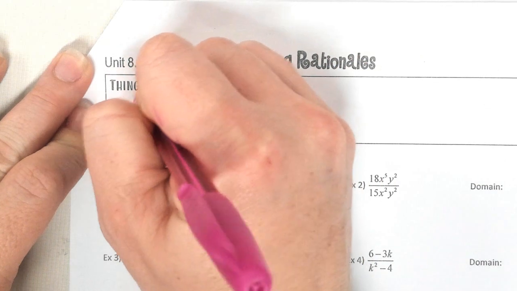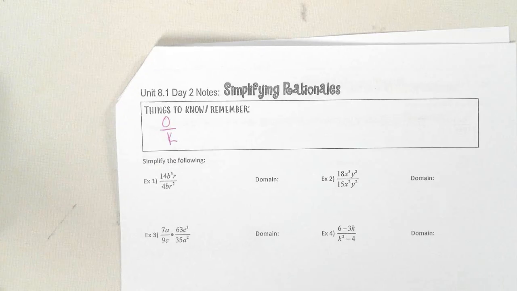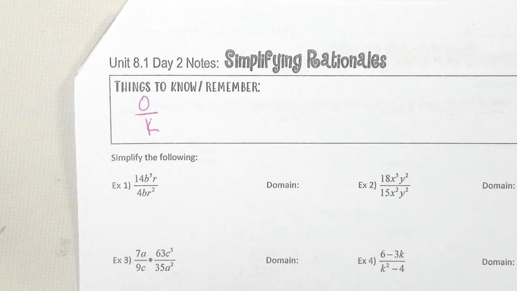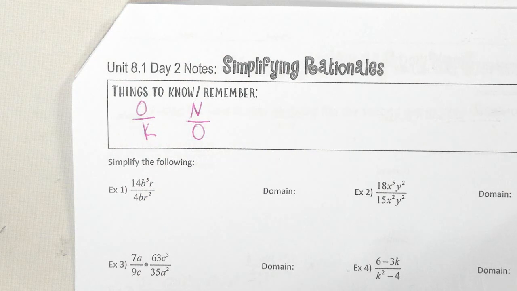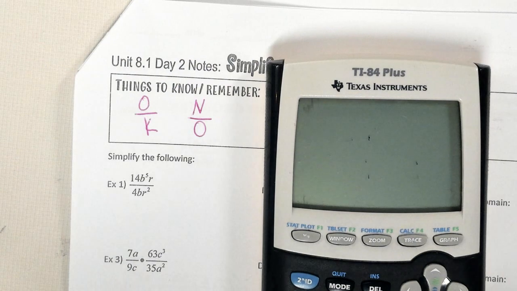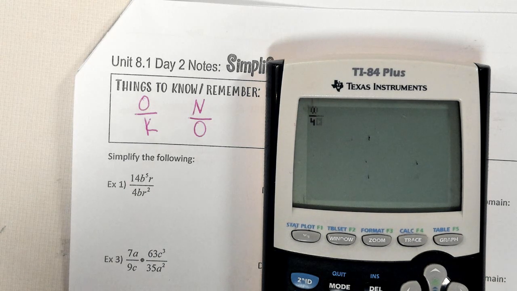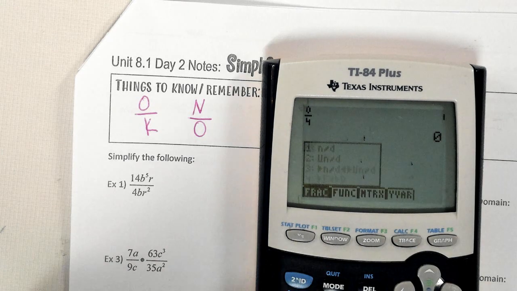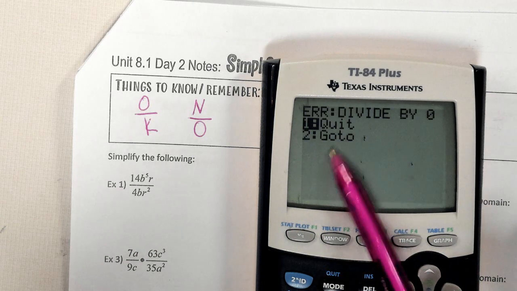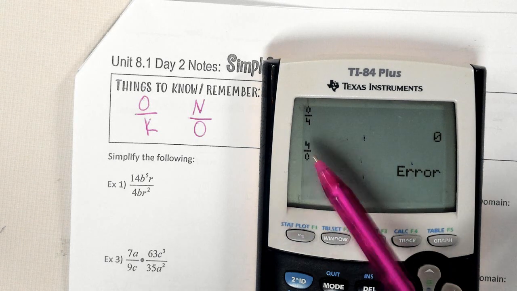So things to know. It is okay to have a 0 on top of a fraction. It is not okay on the bottom. So if I do alpha y equals enter 0 over 4, it tells me 0. That's okay. That's a number, right? So it worked. But if I do the opposite and I do 4 over 0, it tells me error, you divided by 0. You can't do that. So that's not allowed. You can't have a 0 on the bottom.